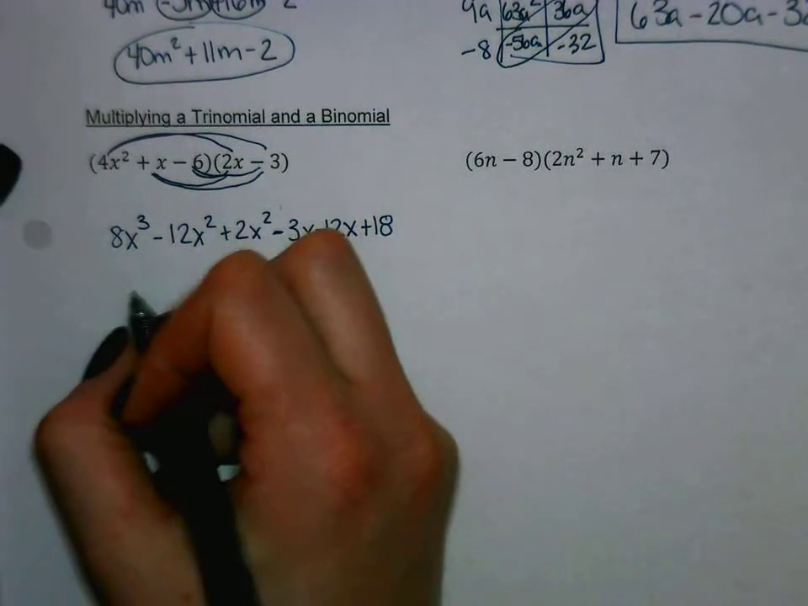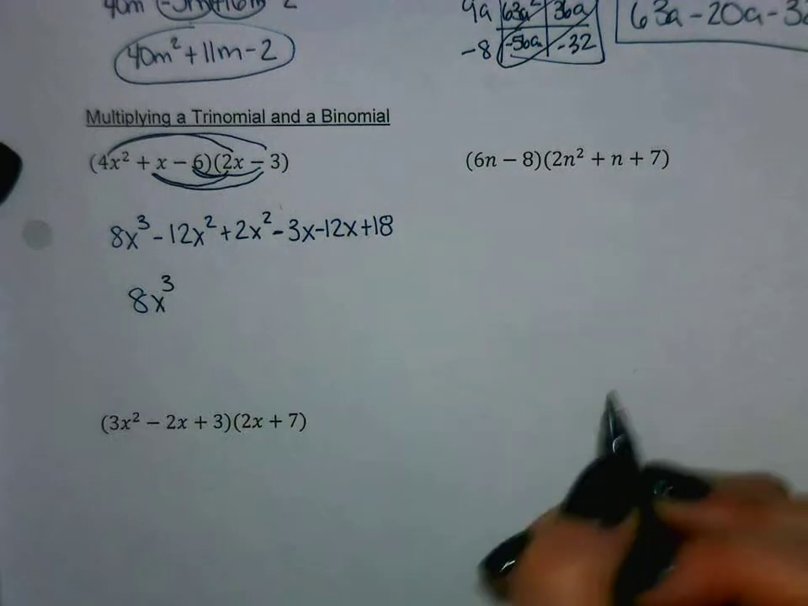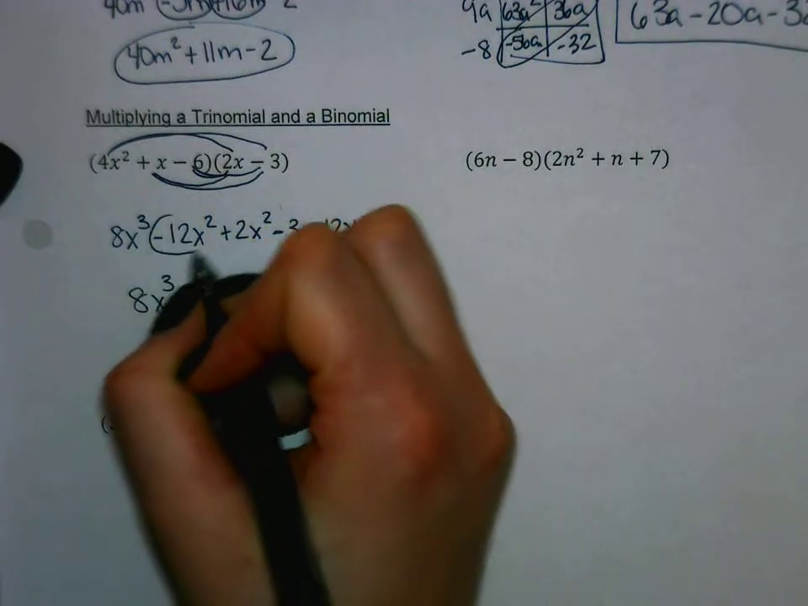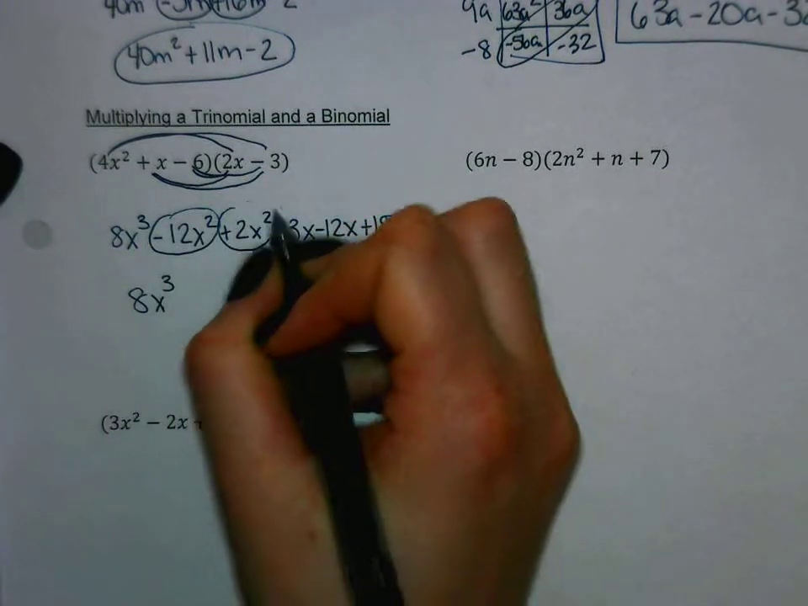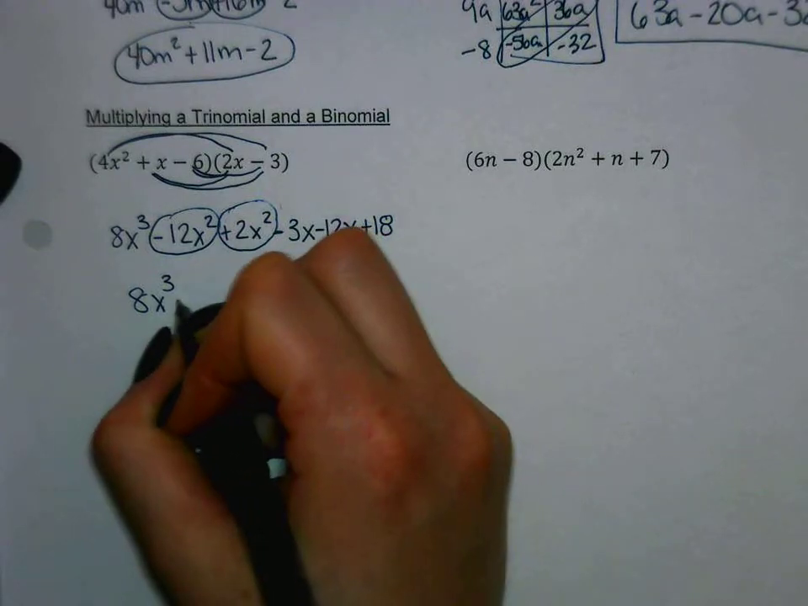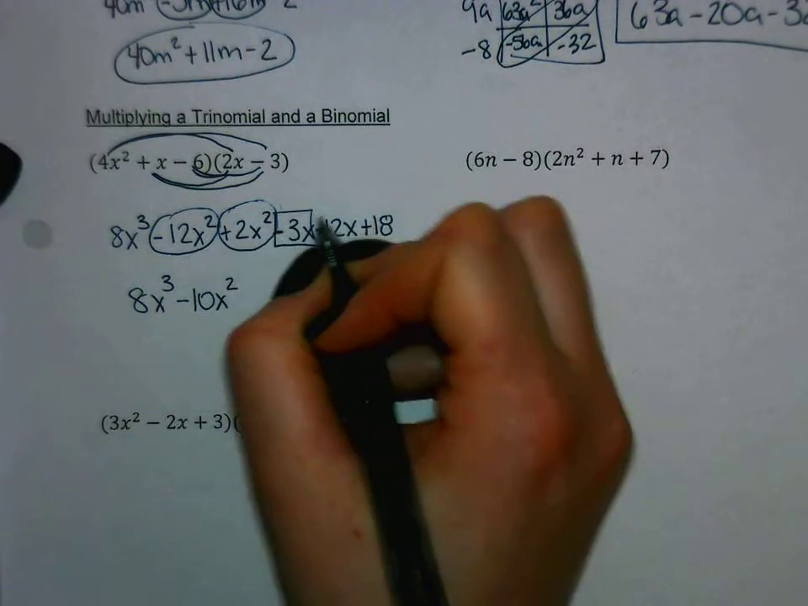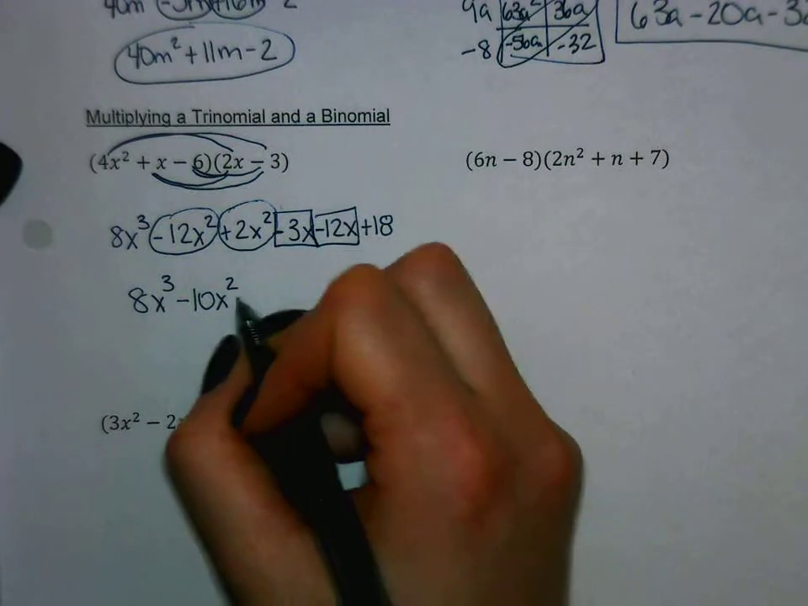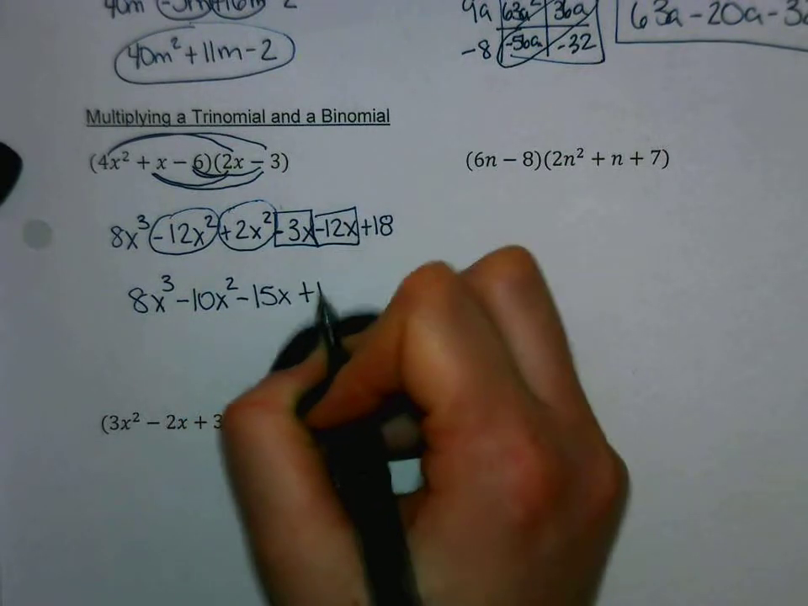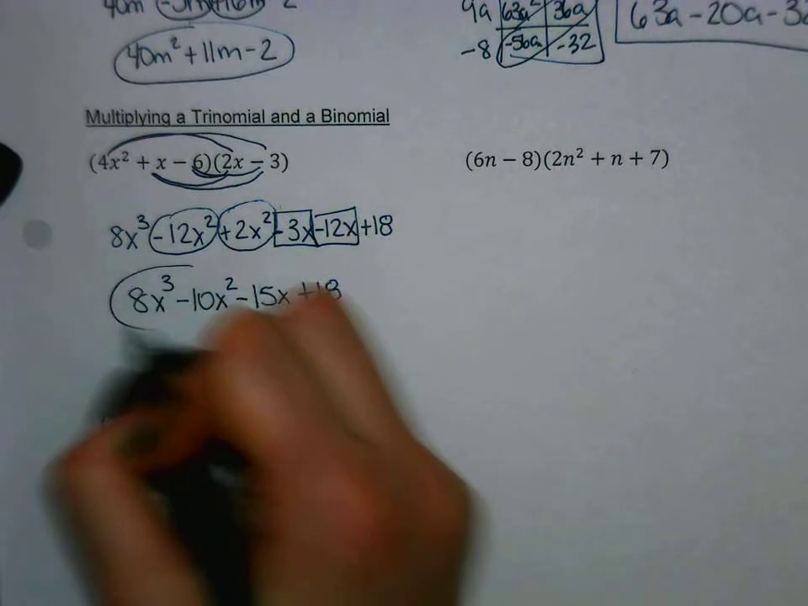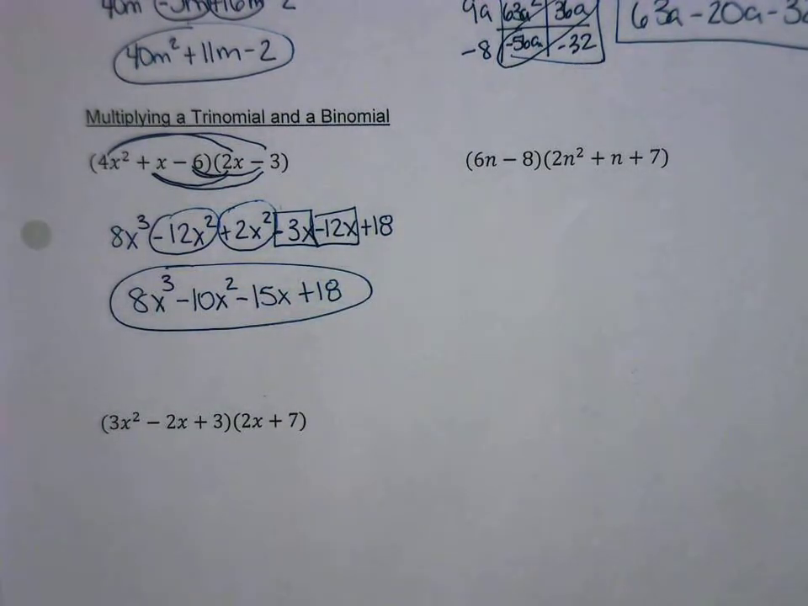So from here, let's combine our like terms. So we have 8x cubed, -12x squared plus 2x squared is -10x squared. -3x and -12x become -15x, and we still have our plus 18. So there's our final answer.